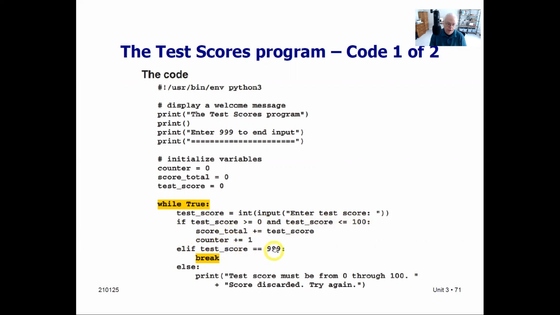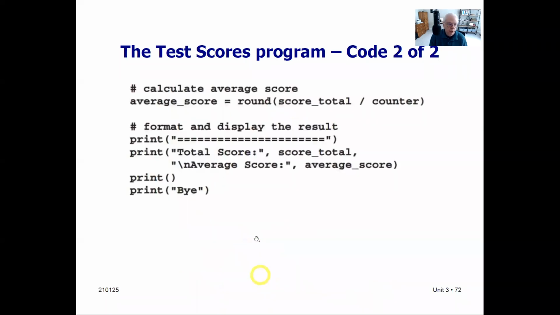Else if the score is equal to 999, break, and that gets us out, and that will end the program and give us our total and our average. Else if we don't get 999, then we want to ask them to enter a correct test score. So print the test score must be 0 through 100. Test score will be discarded. You see the code. Actually, that's interesting. They attached 2 strings together there, which is okay. You didn't have to do it. You could write it as one big long string. Didn't notice that the other day.